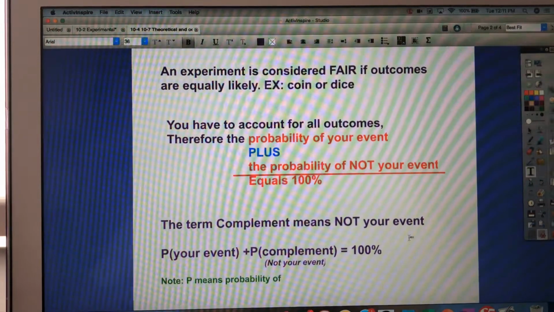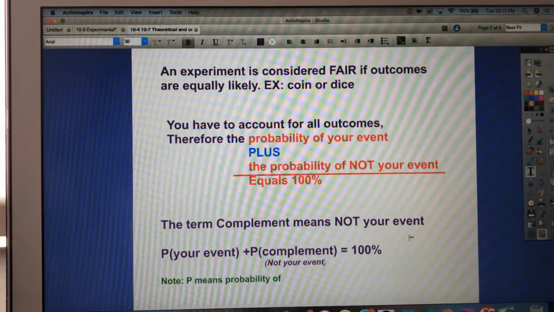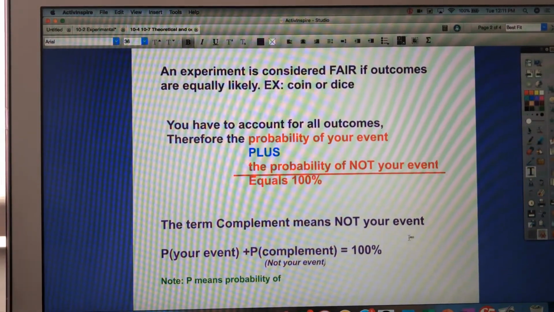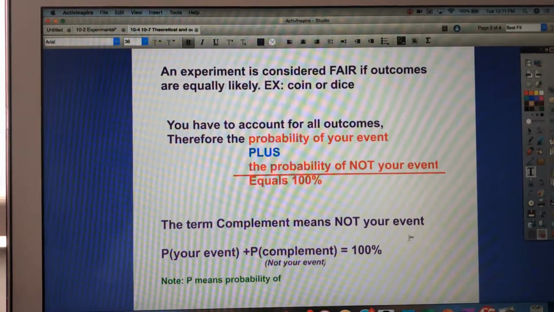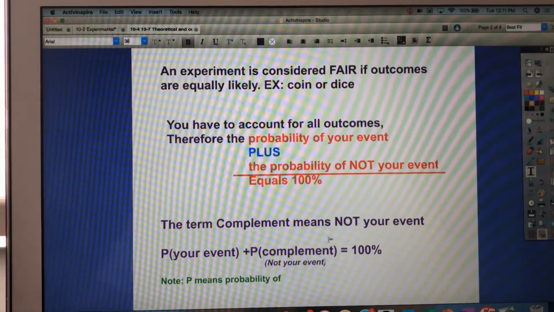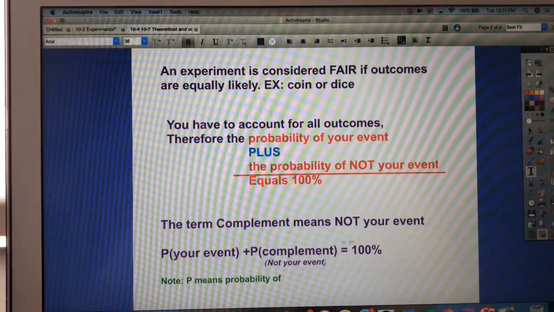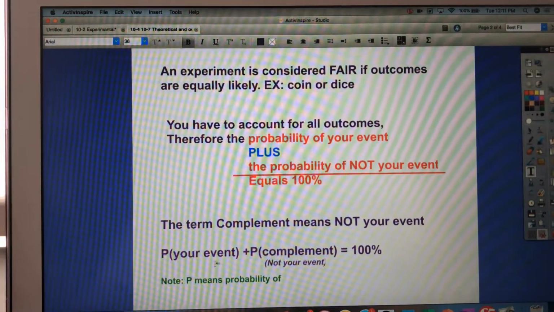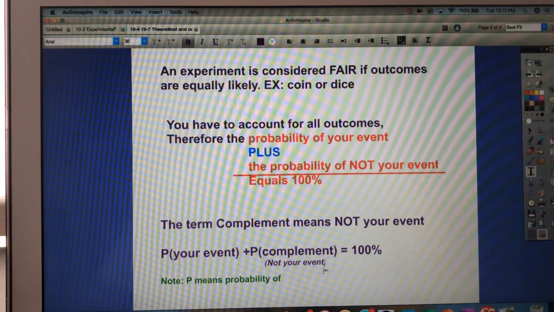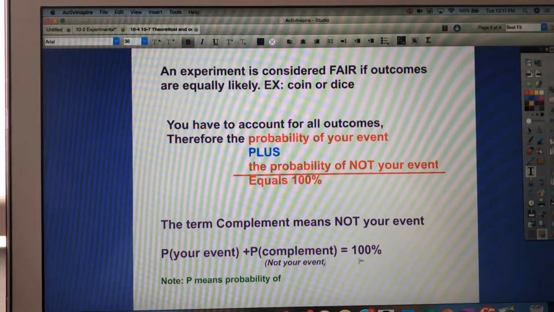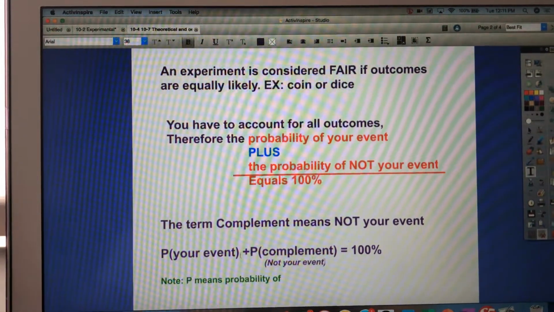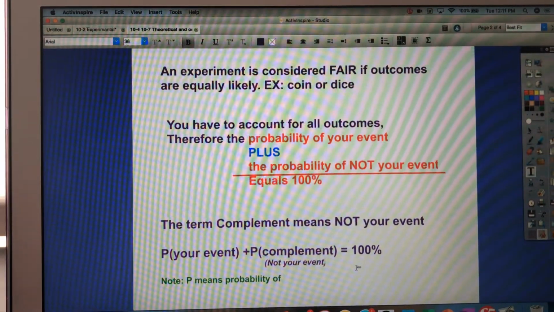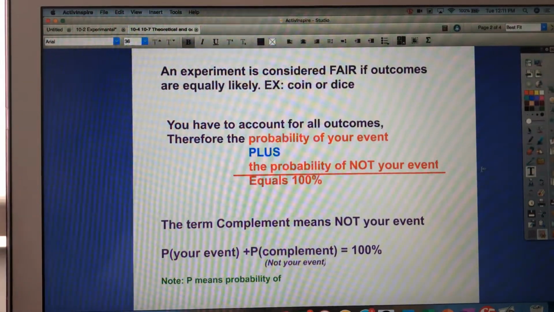Do you notice we have a lot of vocabulary in math? And without understanding the vocabulary, you can't understand what the question is on a test. You have to know what the vocabulary means. Complement means not your event. So the probability of your event plus the probability of the complement, which is not your event, has to equal 100%. Remember, we talked about using the capital P with the parentheses to say the probability of something occurring.